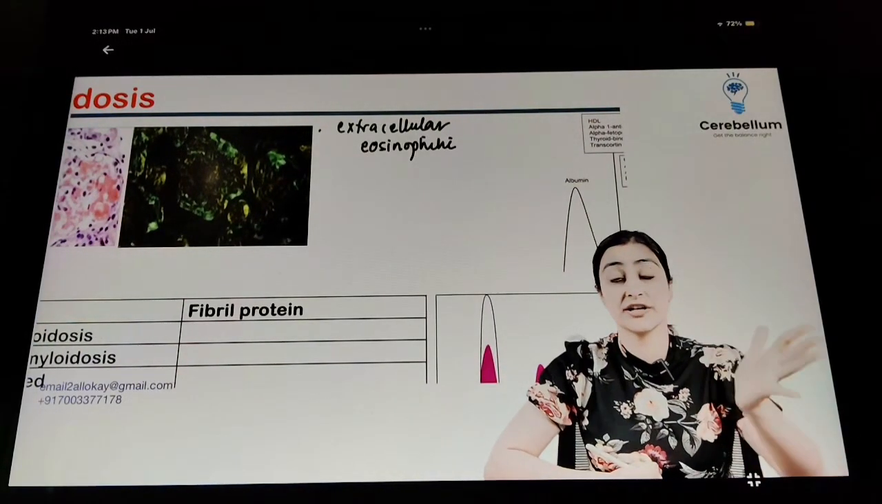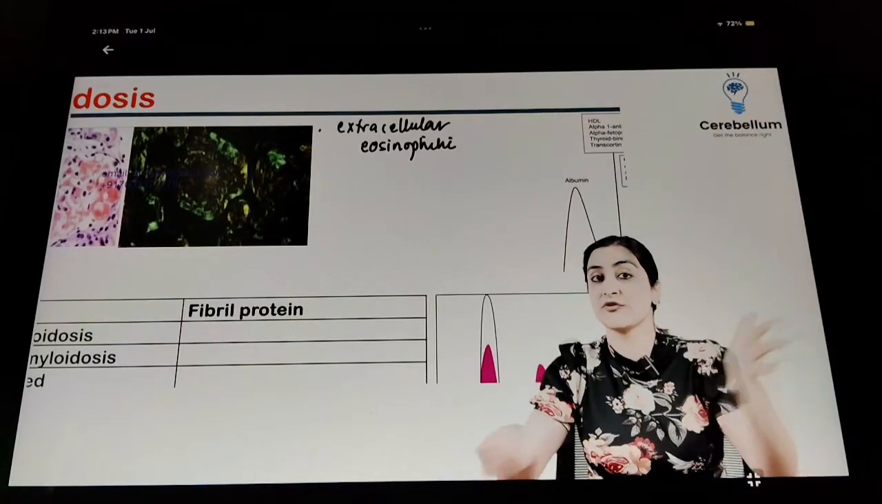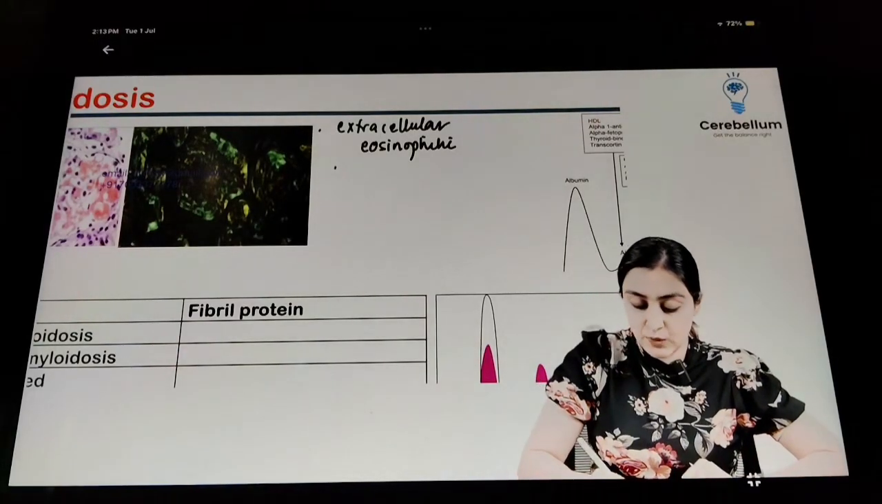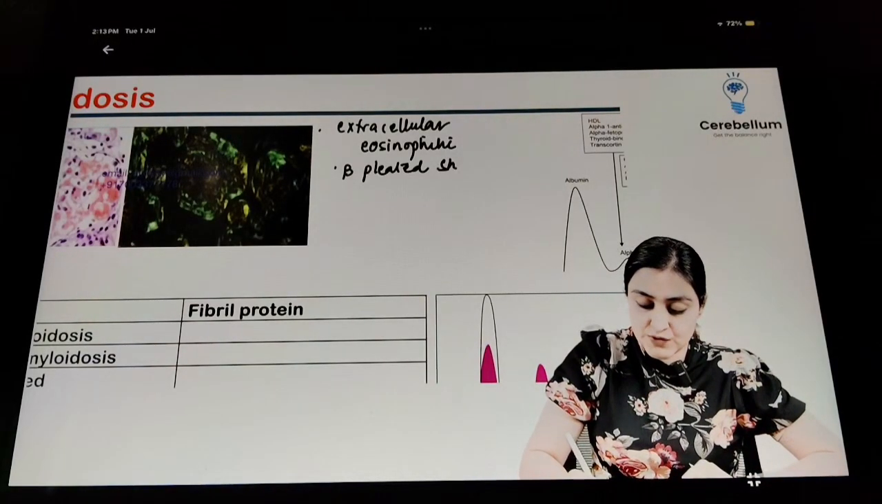This has been asked a lot of times in the context of restrictive cardiomyopathy. They've asked this to you in the context of medullary thyroid CA. So they can give you this image. What they represent are these beta-pleated sheets. Okay, so these are the general points.